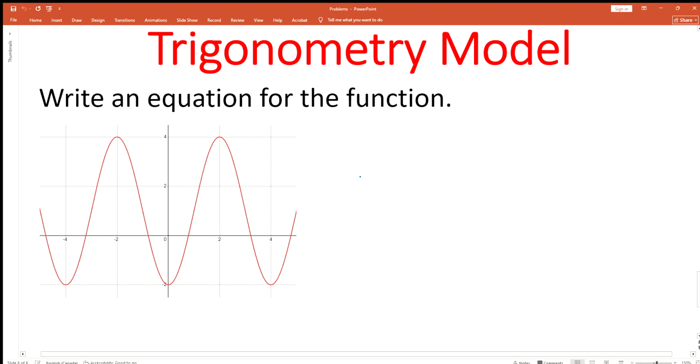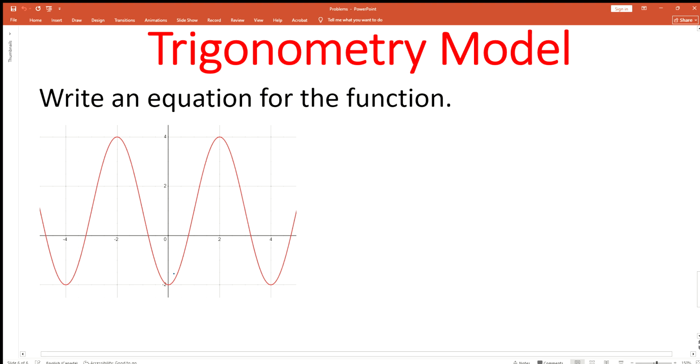In this video, we'll solve this trigonometry model problem. As per the problem, write an equation for the function. We are given a graph for the function. As you can see, this graph represents a sinusoidal function. The graph has a waveform. We have to write an equation for this graph. Let's start by analyzing this graph.